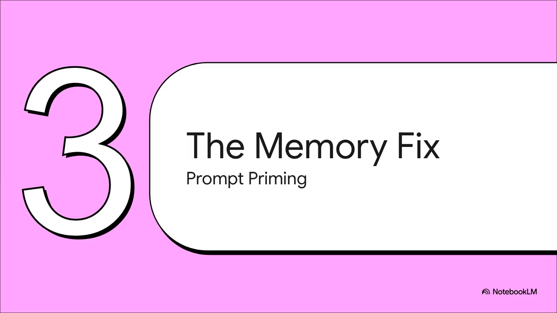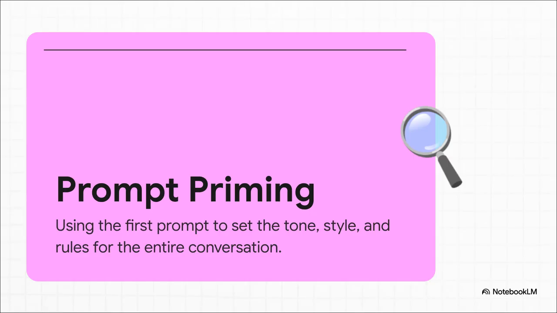All right, let's talk about the one that trips up everybody, the AI's terrible memory. You know when you're deep in a conversation and it just forgets the rules you started with? Well, there's a killer technique to fix this called prompt priming. So prompt priming is where you use that very first message you send to set the ground rules for the entire chat. It's kind of like setting a strict agenda before a meeting starts. It makes sure every single thing that comes after stays on track and follows the right style.